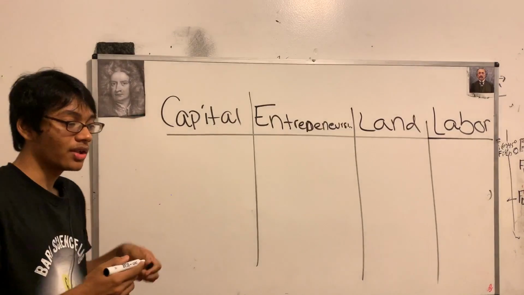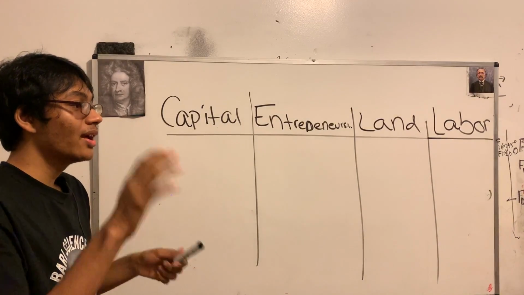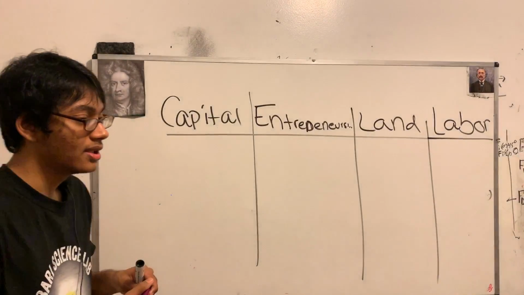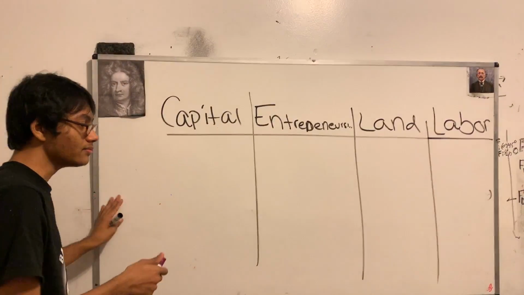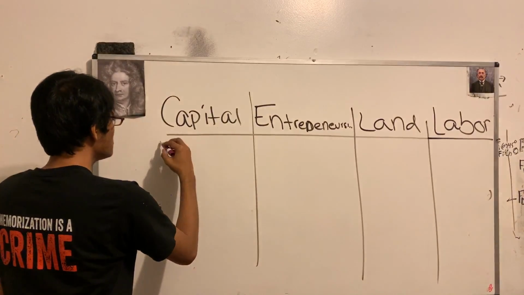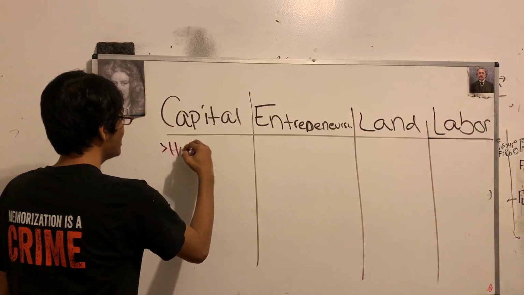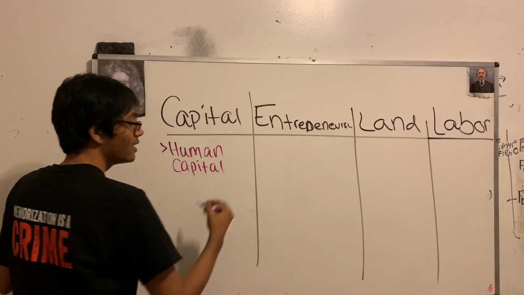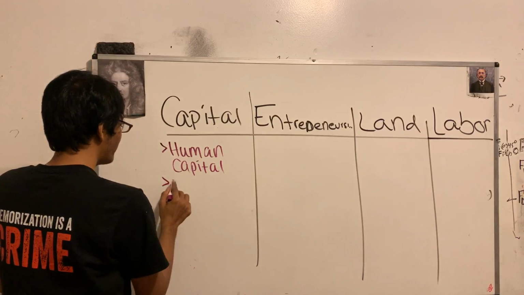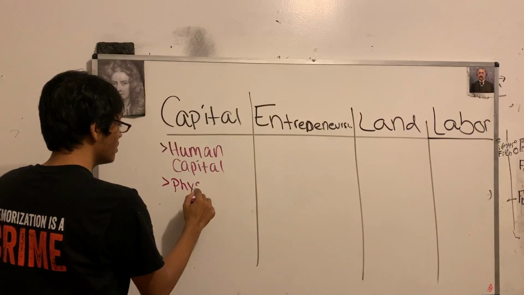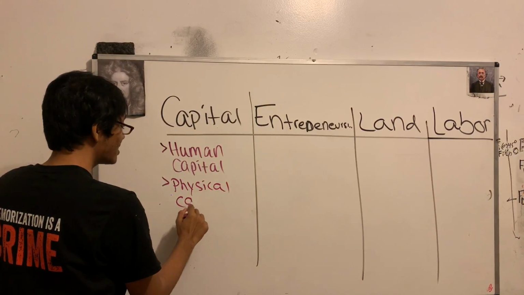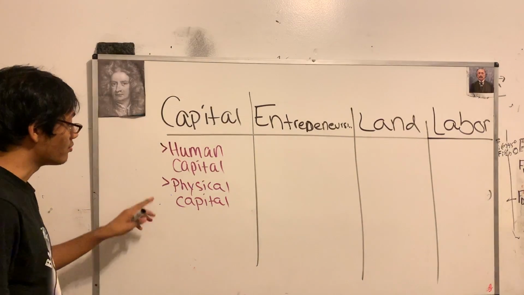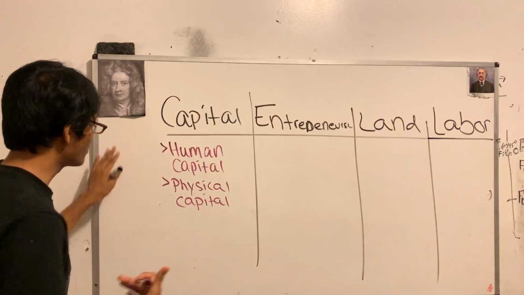Now, capital. I want the audience to tell me what are the 3 types of capital. Human capital, physical capital, and financial capital. Good. So we have 3 types of capital. Human capital, that's the one that Abraham showed us, the teddy bear. The next type of capital is physical capital. What's an example of physical capital? No, it could be a building or an office or something physical.